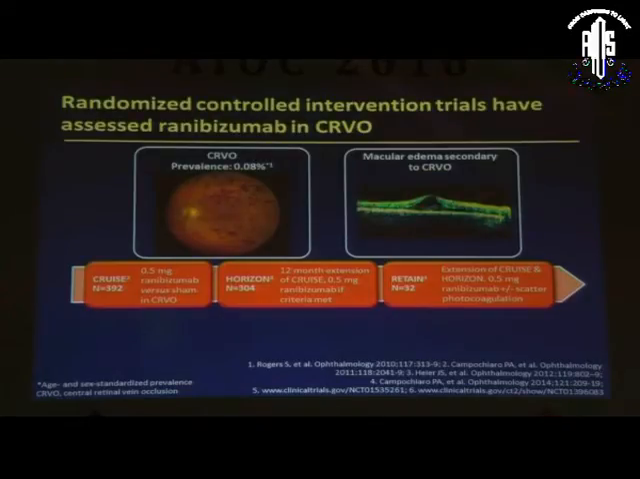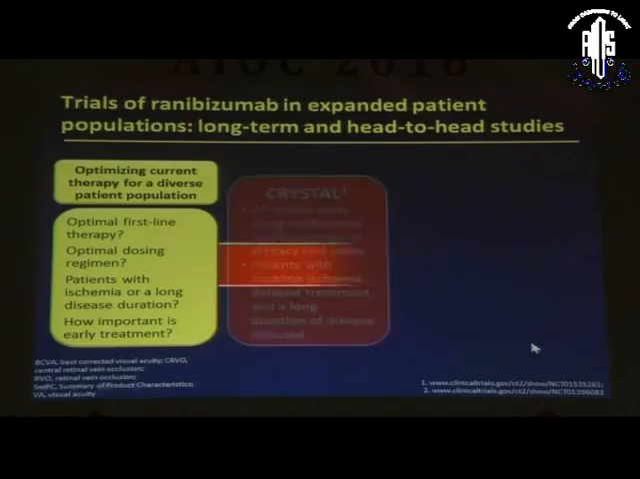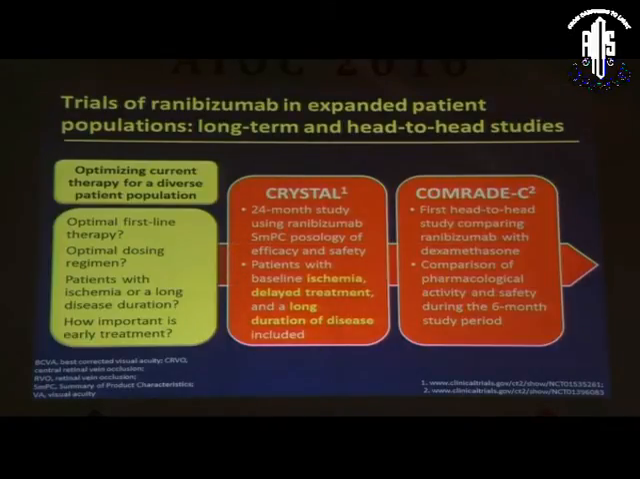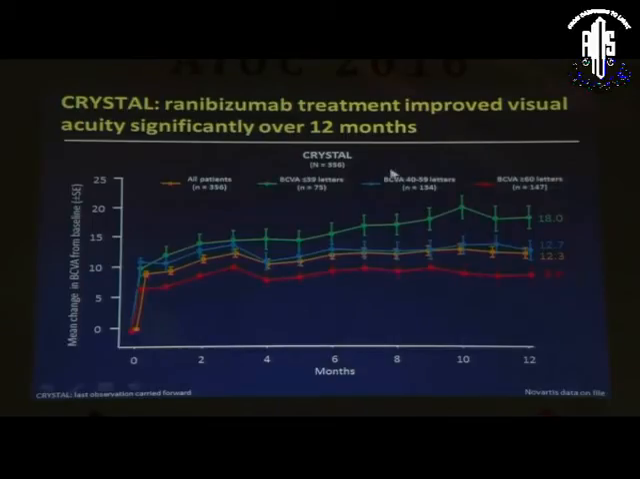Similar trials are available in CRVO after this: CRUISE, HORIZON and RETAIN data. Then the CRYSTAL study came and COMRADE-C. C means CRVO. And CRYSTAL was a 24-month study using ranibizumab, and COMRADE-C was the head-to-head trial with Lucentis versus dexamethasone. In the CRYSTAL study, treatment improved visual acuity significantly over 12 months if you give this, and treatment improved visual acuity over 12 months.